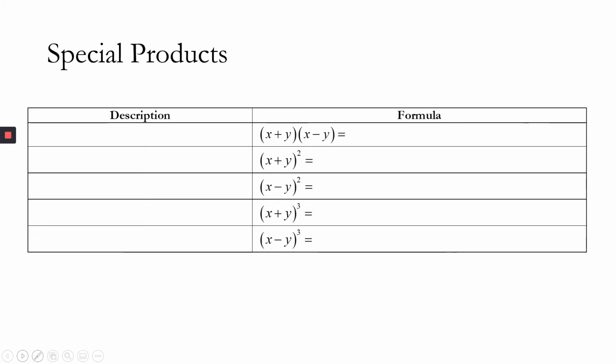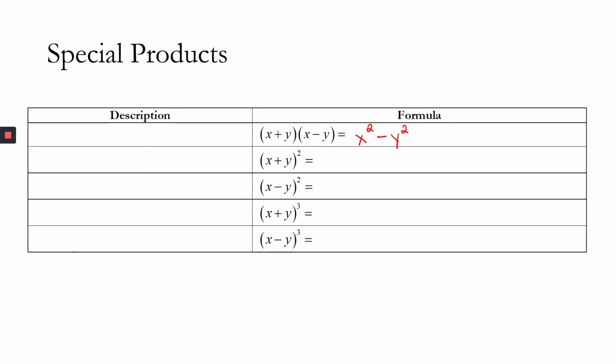Next, some special products. Basically, this is just trying to save you a little bit of time. So if we have a binomial where it's the exact same stuff in both sets of parentheses, but one is addition, one subtraction, it's just going to be the first thing squared minus the second thing squared.